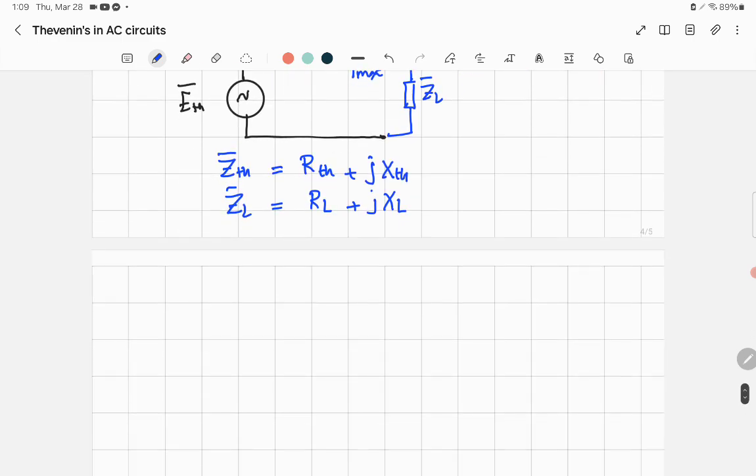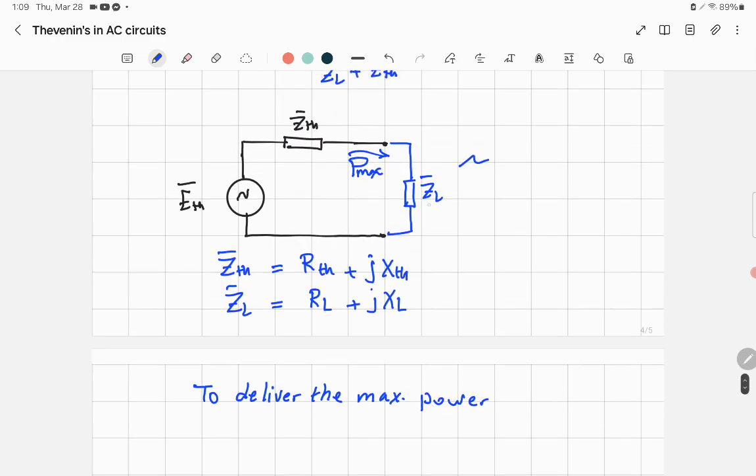To get the maximum power, or to deliver the maximum power, there is a condition. Remember in DC circuits, we used to say that the resistance of the load should be equal to the resistance of Thevenin's.